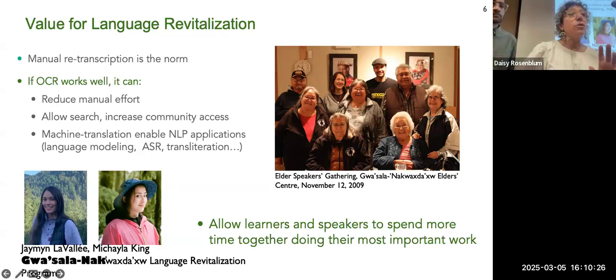Part of the reason that it's so hard to get the OCR working is that people don't know what kind of a vowel that is when they're trying to read it. So we want to reduce that manual effort. We want to make it possible for people to search these PDFs as easily as they would search an English PDF. And then there are downstream NLP applications that also have a lot of meaning.